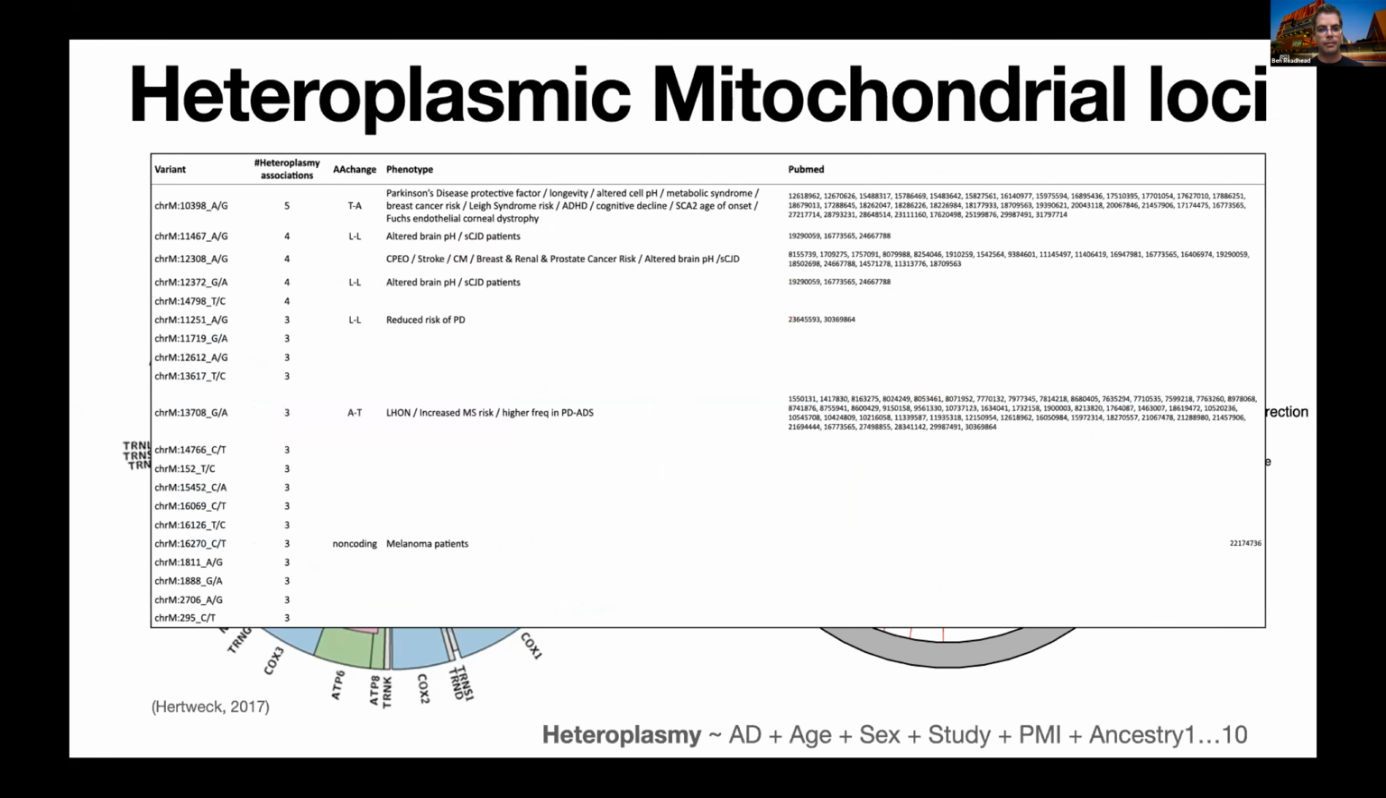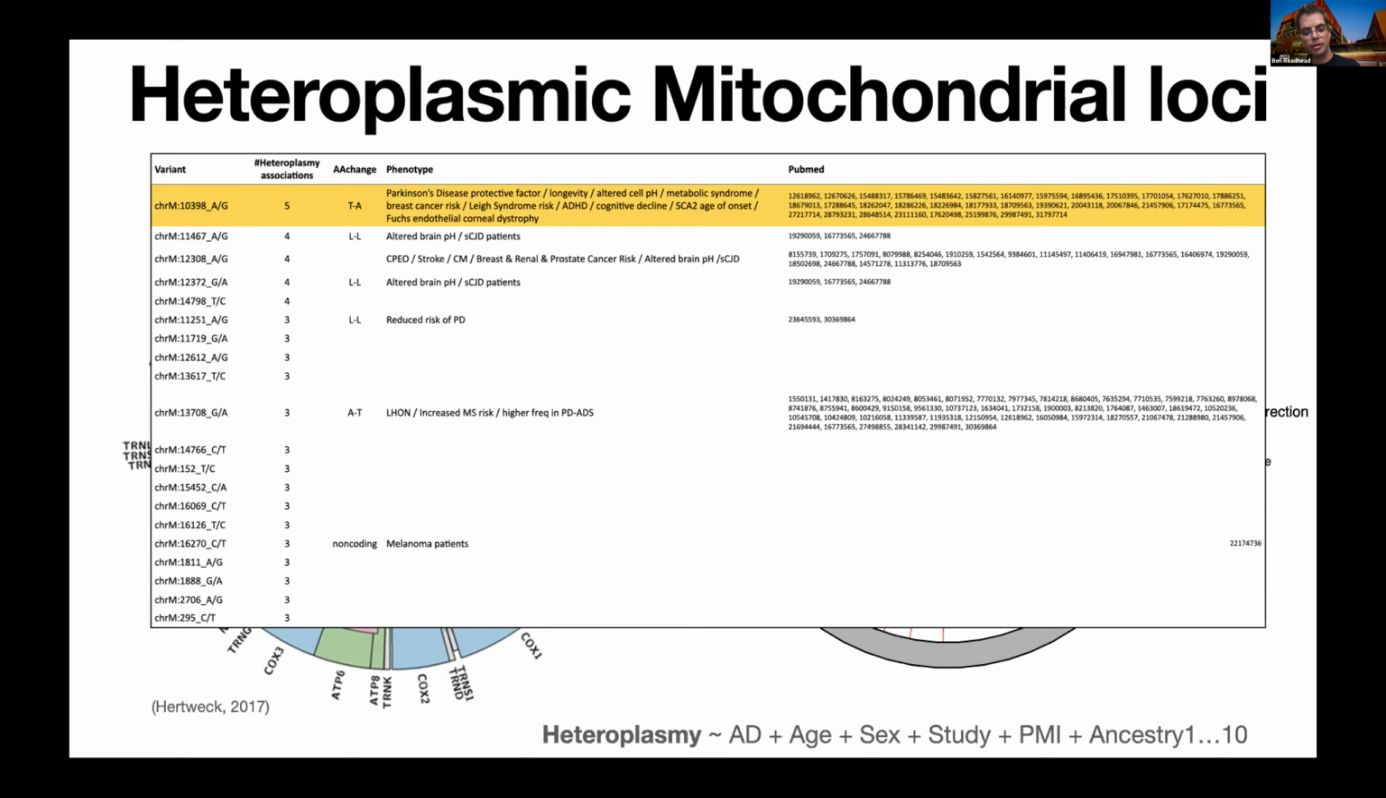We're digging into some of these at the moment, and one that has caught our eye is this particular common variant at position 10398. The reason it caught our eye is that when we look across the entire mitochondrial genome, this is the variant that is associated with the most independent heteroplasmy sites in that cis heteroplasmy QTL analysis.